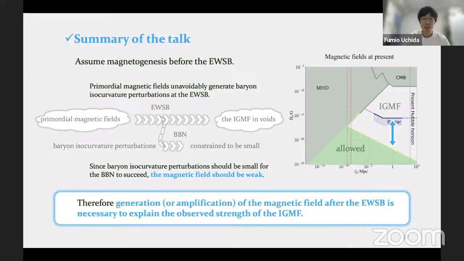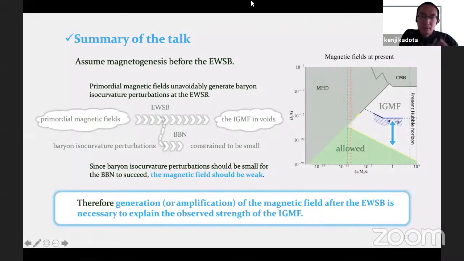Yes, what I am thinking is generation after the electroweak symmetry breaking. For example, low scale inflation or magnetogenesis from the QCD phase transition. If the QCD phase transition is a first order phase transition, then there is a possibility of generating magnetic fields. Yes.